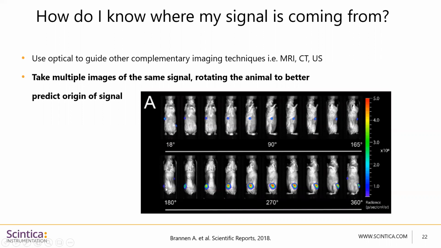Similarly, we can see that there is this signal on the left side of the animal, but we don't know the depth. Once we start rotating and taking pictures from different angles, we start to see, okay, this looks like it's probably in the hind limb. So you can see it's not a perfect science, but it definitely can really help you to better localize where your signal's coming from.